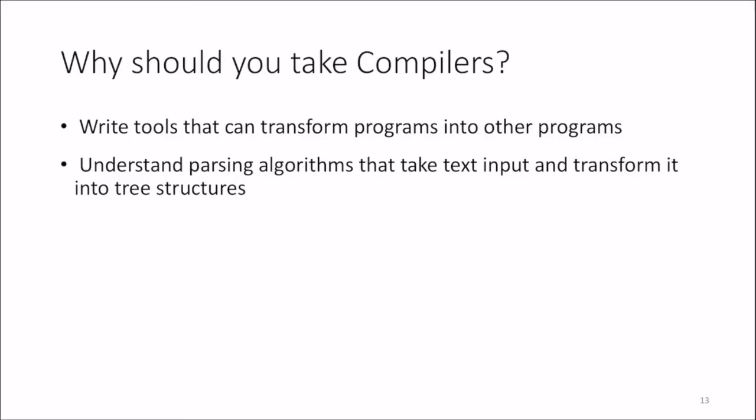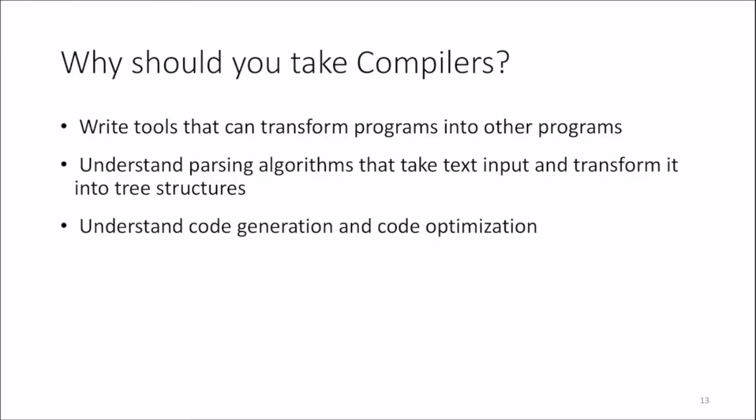Compilers also is the best place that you can understand parsing algorithms that take input. So take any text input and then transform it into tree structures. And the reason why you want to take text and convert it into trees, it allows you to divide and conquer this large piece of text into subparts, and then you can deal with each subpart independently and apply divide and conquer algorithms to it. And compilers obviously is the main place where we understand code generation and code optimization.